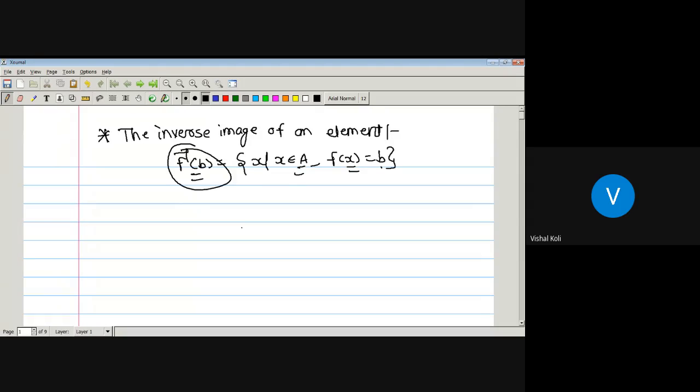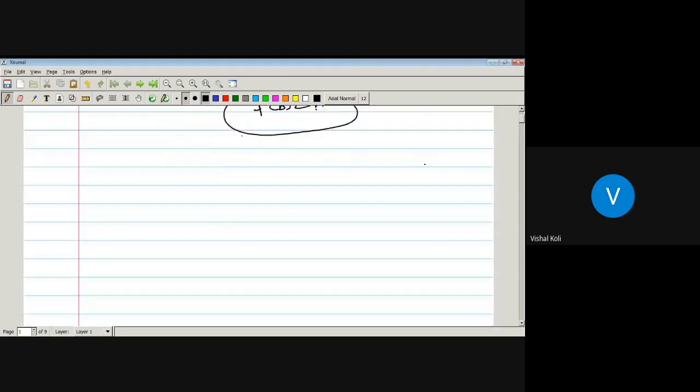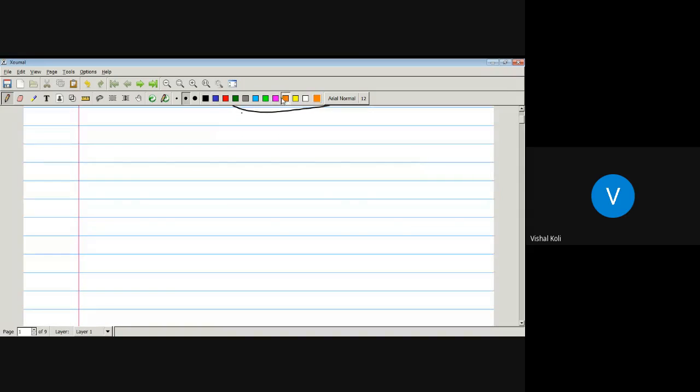And f inverse of b is always a subset of A, since the set f inverse of b contains all those elements of A which are mapped onto the element small b belonging to capital B. Okay. So in last lecture we have seen what is the inverse image of an element. Now we have to see the inverse image of a subset.